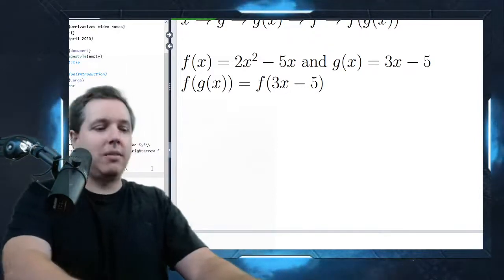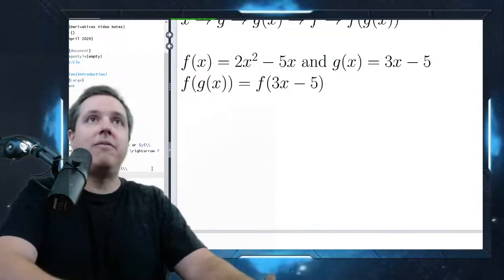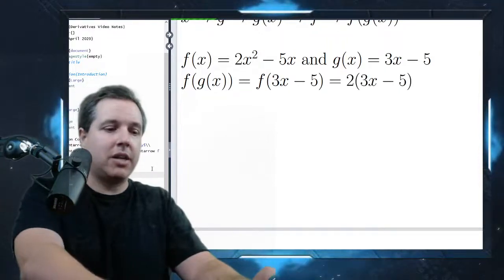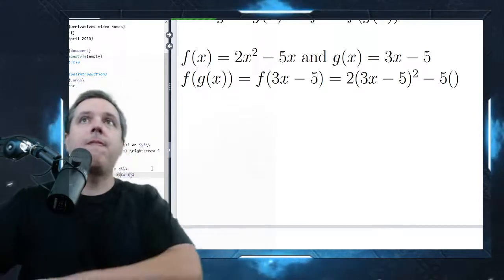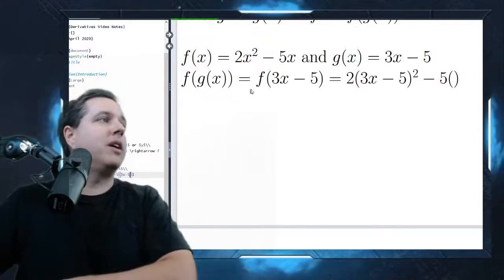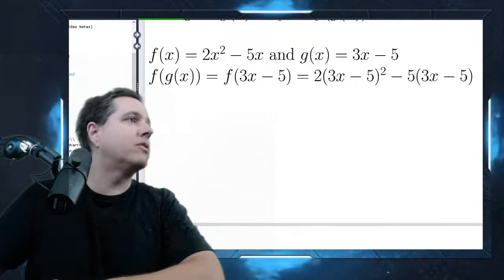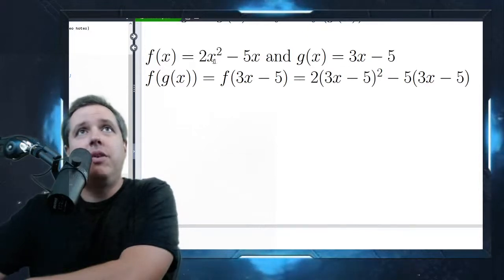Well, I'm taking my input and I'm multiplying it. My input is 3x minus 5, so I'm squaring that and multiplying by 2, and then I'm going to subtract 5 times the input. Oops, I'm going to be off the page here, I think. What if I go over this way? No, there we go.